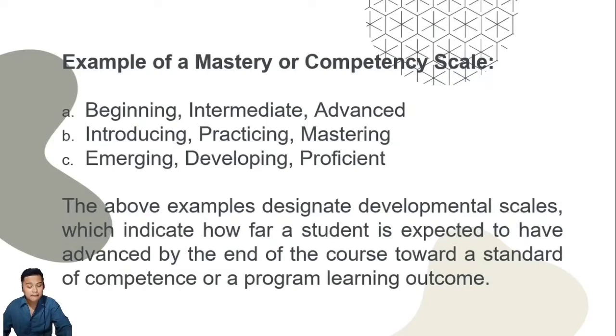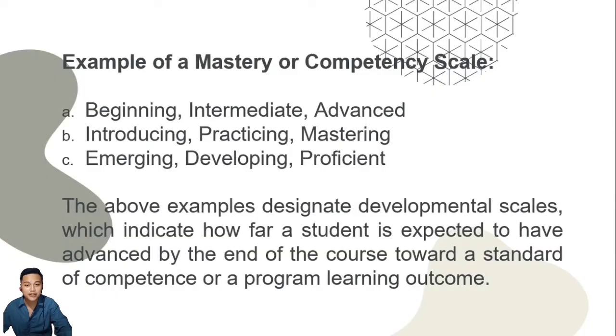Okay, so the above examples designate developmental skills, which indicate how far a student is expected to have advanced by the end of the course toward a standard of competence or a program learning outcome. So these are the indicators for students' advancement in a particular course or program.